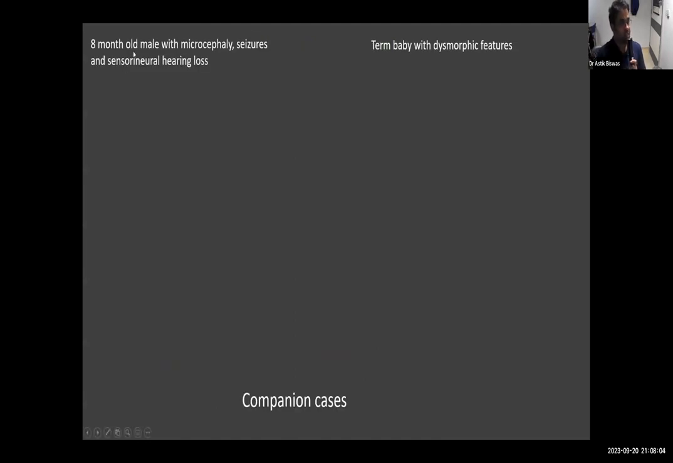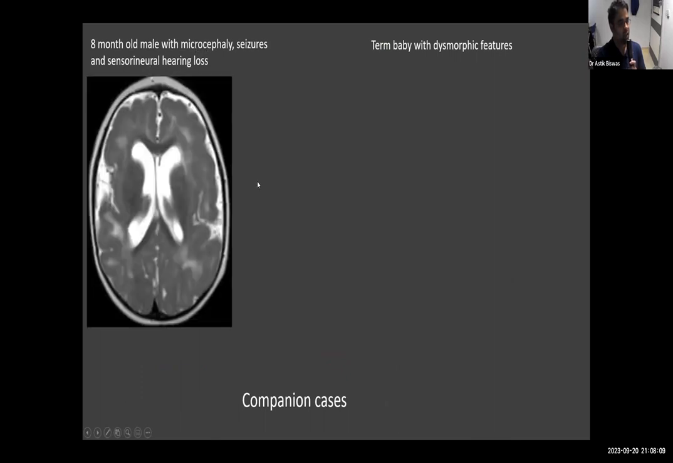Two companion cases. An 8-month-old with microcephaly, seizures, and sensorineural hearing loss. This is an axial T2 weighted image of the brain. You can see bilateral extensive polymicrogyria, that is frontal, temporal, and insular predominant. In addition to that, there is some ventriculomegaly and confluent white matter changes. So the history was important here, with sensorineural hearing loss and these changes. This turned out to be a congenital CMV.